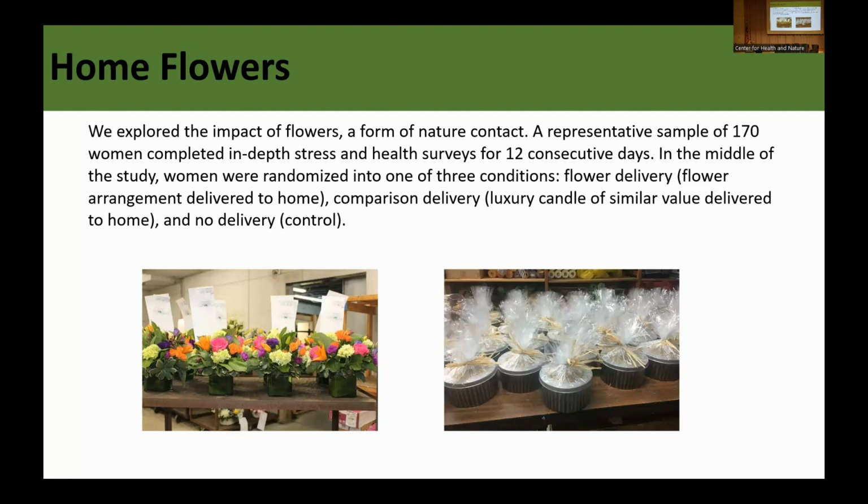They were either in the flower condition, the luxury candle condition, or nothing. If they were in one of the flower or the candle conditions, they were sent a thank you gift from the researchers on day 6. It was delivered by the same florist, the same value, and it had the same note. We sent them to the women, and then we just continued our battery of testing following that to see if just having these things present in the home made any impact.